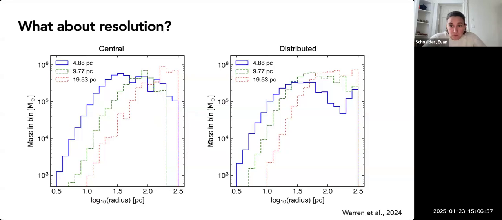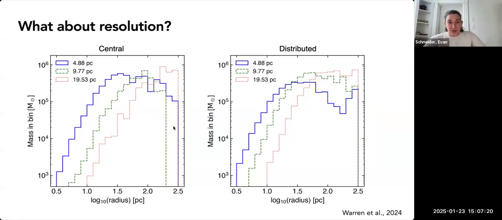So these are the same radial size plots for clouds that I was showing earlier, but now you can see them for all three resolutions in these simulations. Blue is our high resolution, fiducial 5 parsec resolution. Green is the intermediate, and red is the lowest resolution.